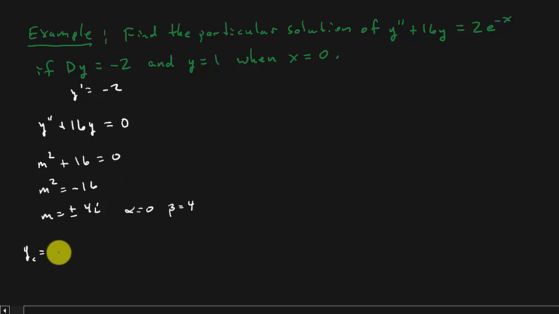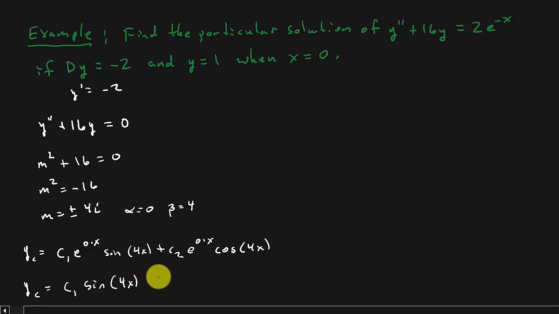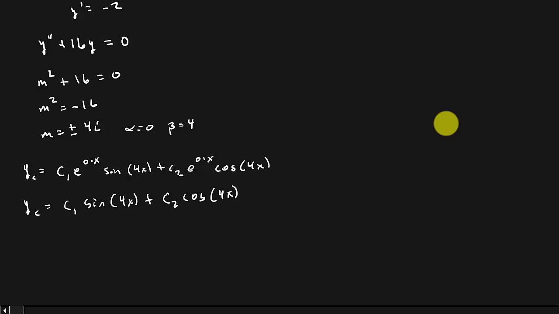All right, so we get C1 e to the 0 times x times sine 4x plus C2 e to the 0 times x cosine 4x. So yc is C1 sine 4x plus C2 cosine 4x. All right, so there's your complementary solution. Now, let's choose our particular solution.